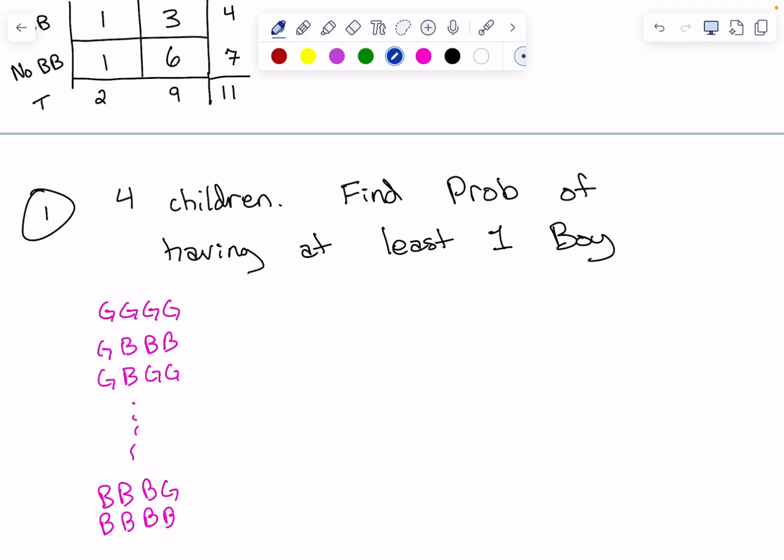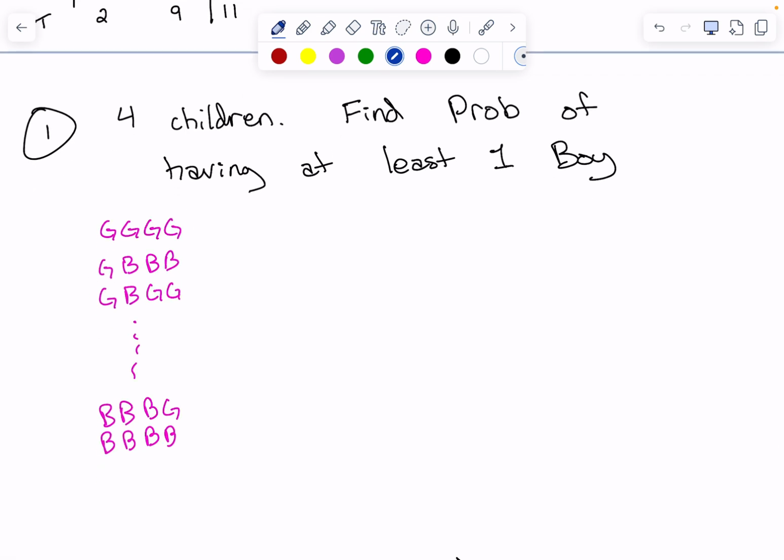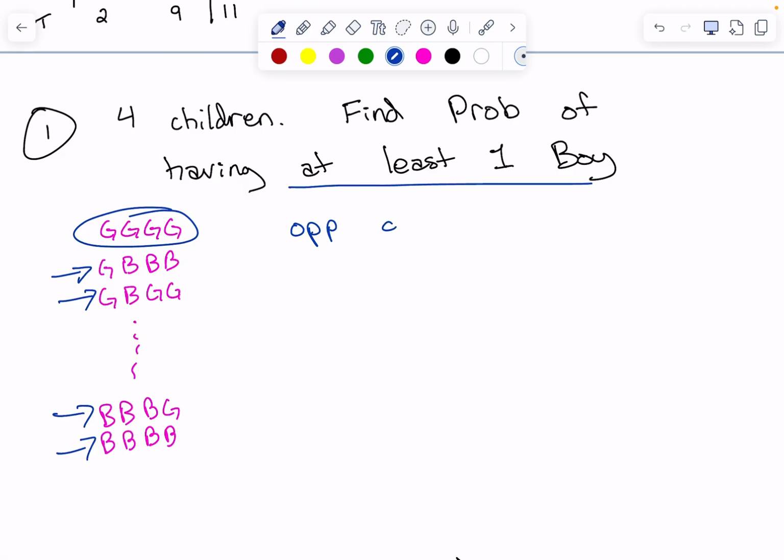So find the probability of having at least 1 boy. If I'm looking at all these combinations, every single combination is going to have at least 1 boy, except for one of them, which is this one. So what we do when we're looking at at least 1 is we do the opposite of at least 1. What's the opposite of at least 1? Yeah, the opposite of at least 1 is none. So I'm going to do the probability of no boys. That's what we're going to find first, not at least 1 boy. We're going to find the probability of no boys.